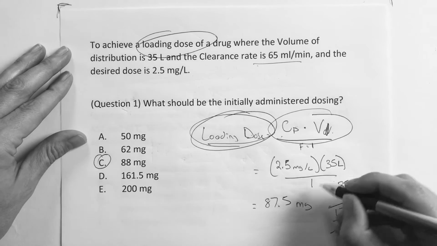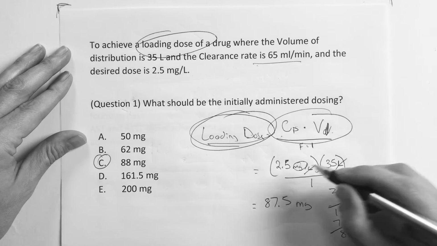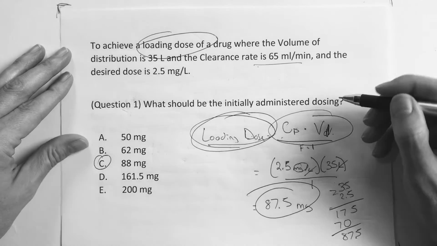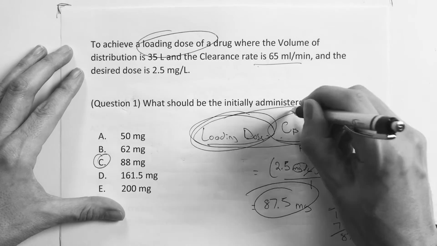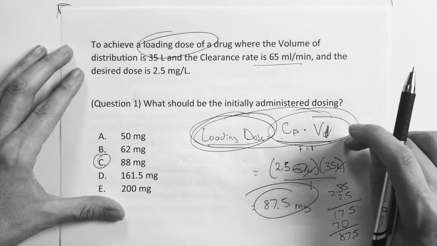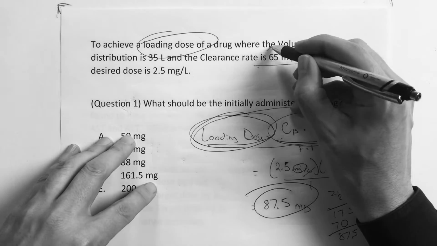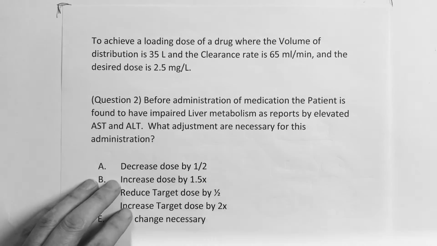That would be your loading dose. Make sure your units always cancel out. Again, if you don't know the formula, you're dead in the water. You've got to have that down. And watch out for the smoke and mirrors stuff.